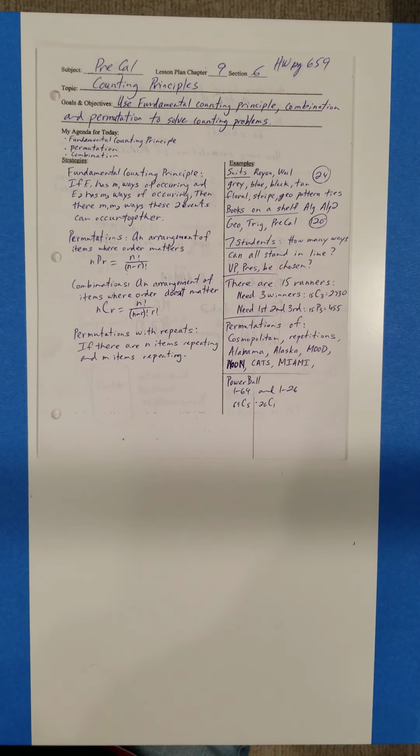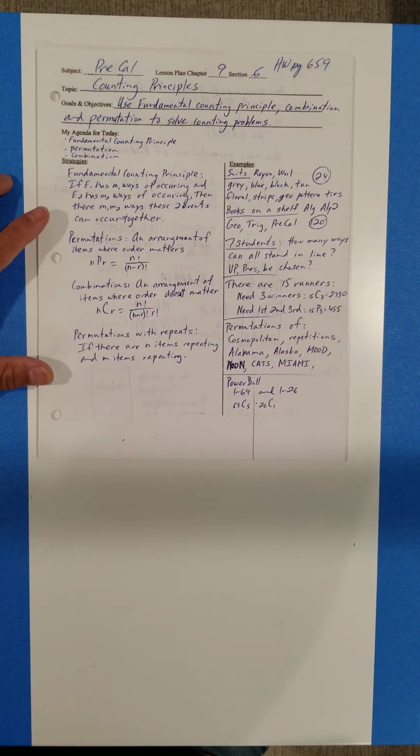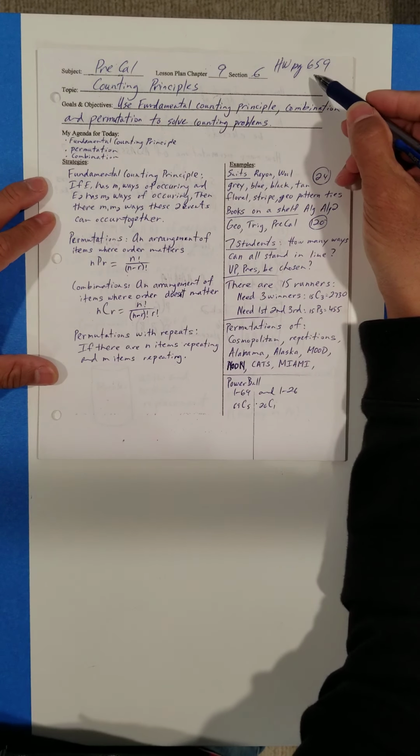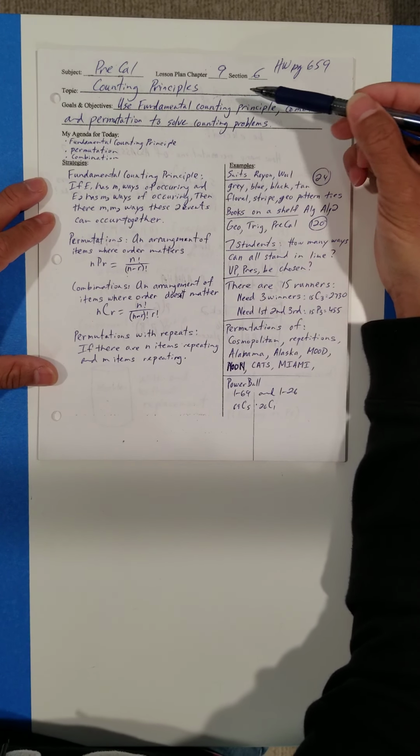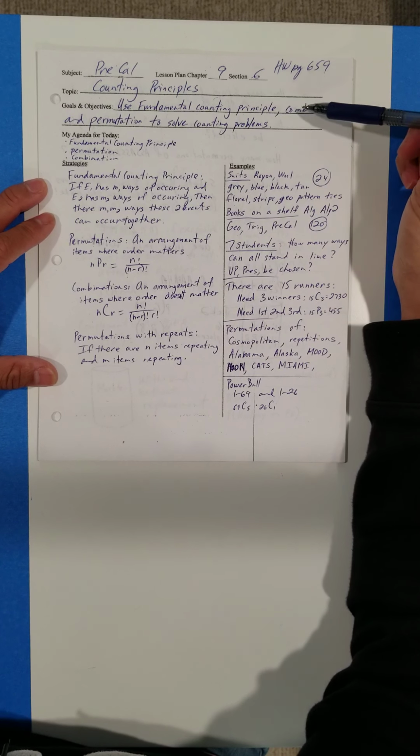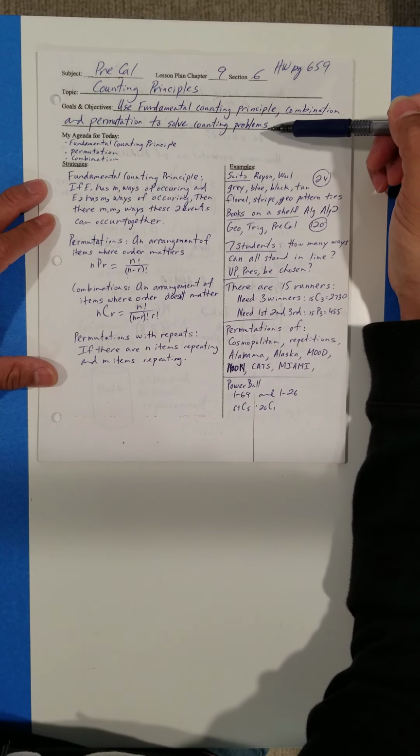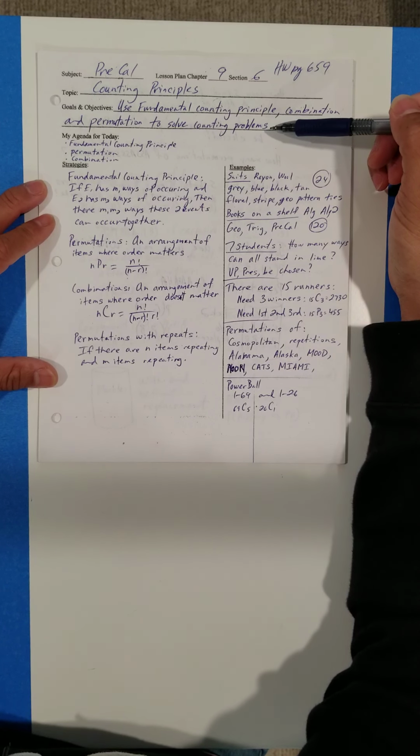Okay, here we go, guys. Pre-calculus, section 9.6, page 659 for homework, counting principles. Using fundamental counting principles, combinations and permutations to solve counting problems.